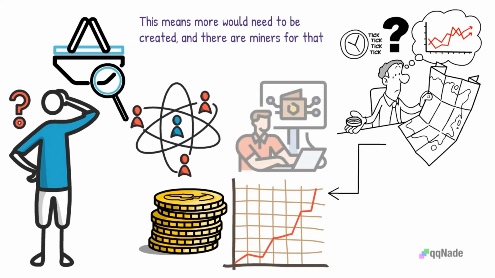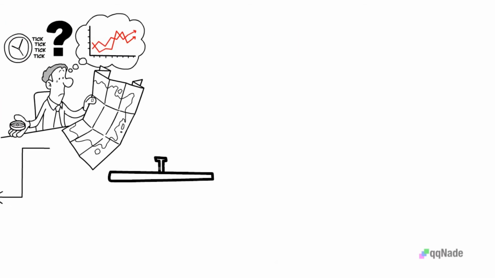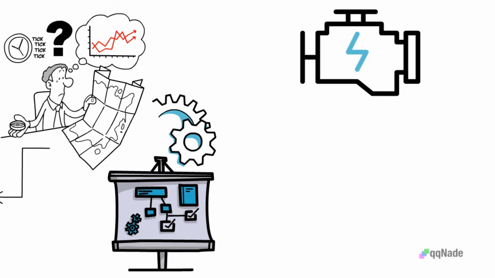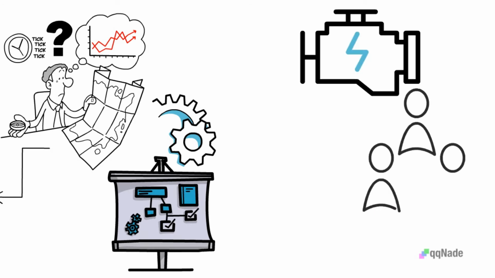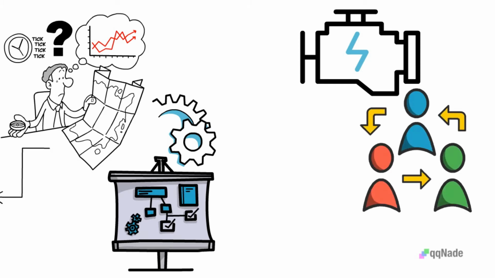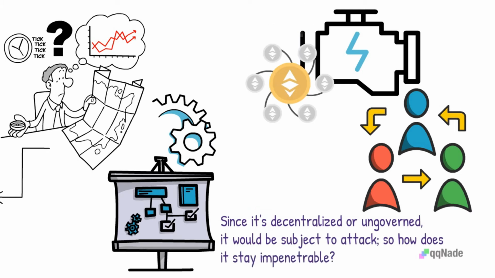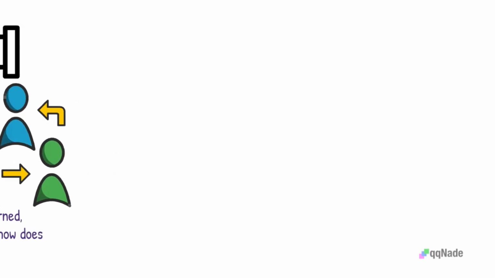New Ether is created through mining, an incentive every cryptocurrency blockchain uses to secure their network. On the Ethereum blockchain, mining requires solving complex mathematical problems which would supply a proof of work for the network. Proof of work is the mechanism that allows users to execute their financial transactions without a third party. Since it's decentralized or ungoverned, it will be subject to attack. So how does it stay impenetrable? It's through Ethereum mining, and you're about to learn how.